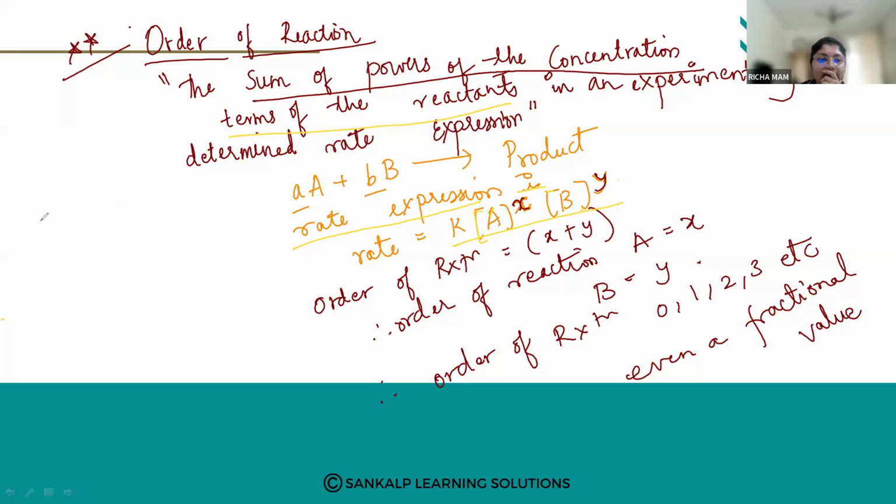I'll give you some rate equations. By seeing the rate equations, you have to calculate the order of reaction. The first one: A raised to 1 by 2, B raised to 3 by 2. Tell me how to calculate. What is the answer for the first one? The second one: K into A raised to 3 by 2, B raised to minus 1. Calculate. What is the order of reaction?